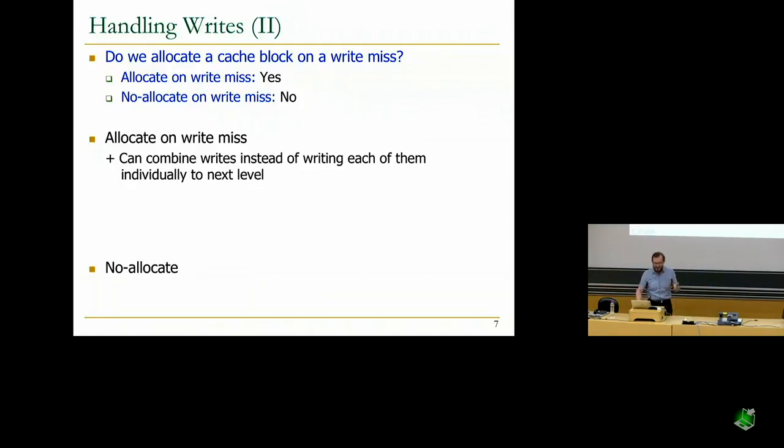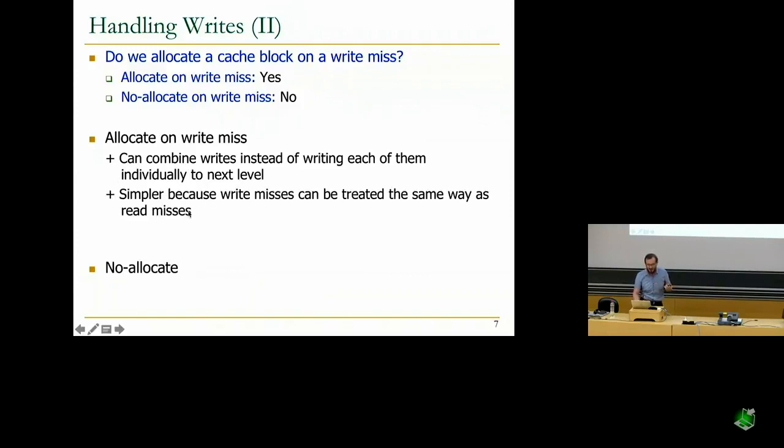But if you're allocating, whenever you do the first write, you bring the cache block into the cache first, and then you do the write. And then if you're going to write to that block again, it hits in the cache, and you keep doing the write to that block. So perfect, caching works nicely, because you've allocated on a write miss. So that's the benefit over here.